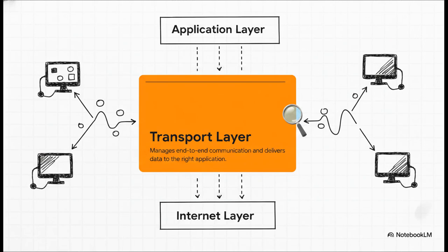To answer that question, we've got to look at the transport layer itself. In the standard 4-layer TCP/IP model, this layer sits right smack in the middle, just below the application layer and right above the internet layer. Its whole entire job? Managing what we call end-to-end communication. It doesn't just get the data to your computer, it makes absolutely sure that data is handed off to the exact right application and in the right condition.